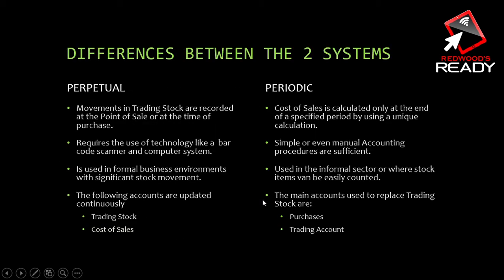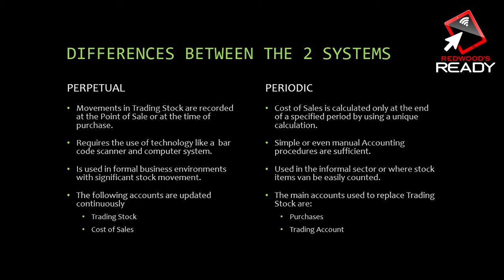If you remember, in the perpetual inventory system, movements in trading stock are recorded at the point of sale or at the time of purchase. And in the periodic inventory system, cost of sales is calculated only at the end of a specified period by using a calculation. Perpetual requires the use of technology like a barcode scanner or computer system, whereas periodic is more suitable to simple, even manual accounting systems.